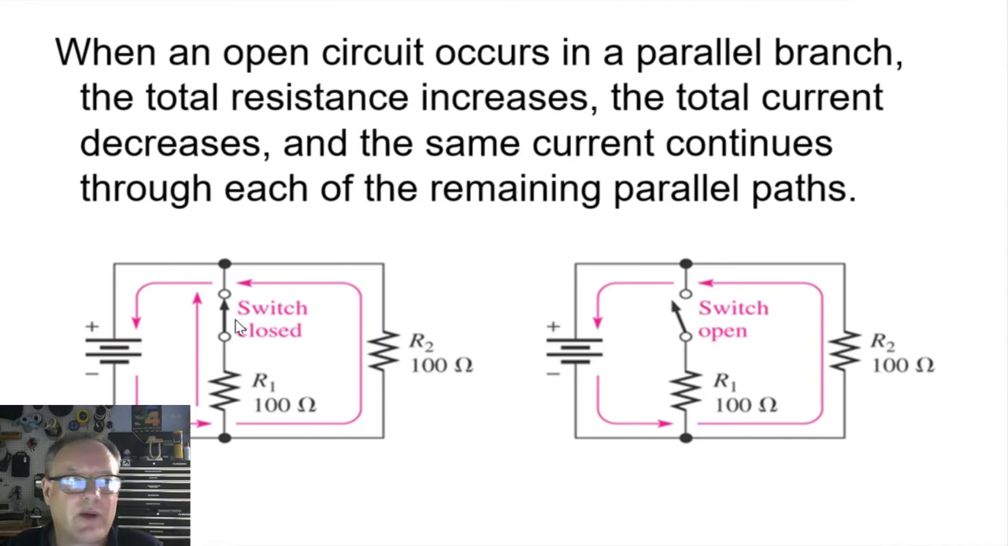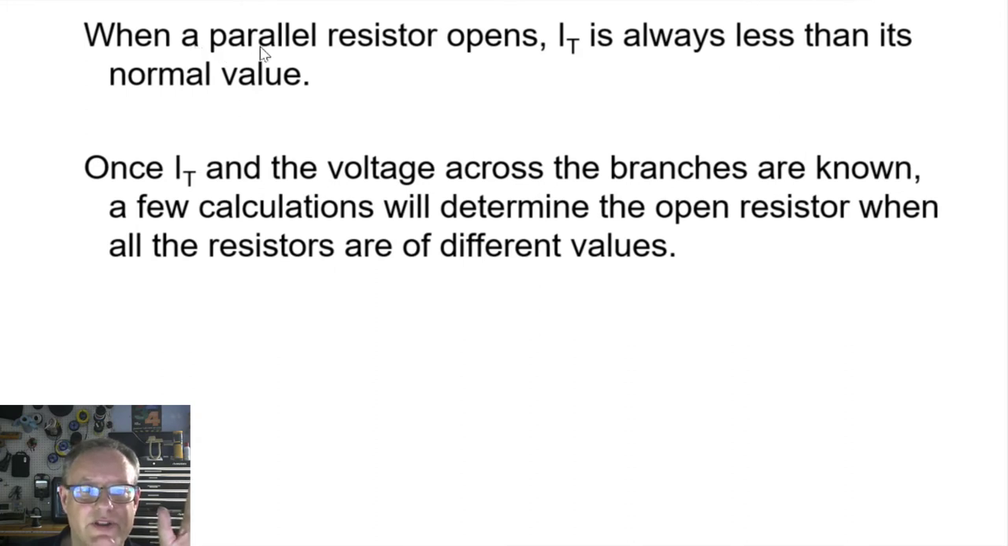It's like turning two light bulbs on in parallel. Obviously, they're both going to draw more current. If you turn one off, then there's less current going through the total circuit. So in this case, if I open the switch, there's less total current coming out of the power source. If I close the switch, then there's more current. So that's an open branch, okay? So when parallel resistors are open, IT is always less than the normal value. When a parallel resistor opens, IT is always less. So it opens up, the current goes down for sure, because you're taking away one of the loads that's drawing the current.